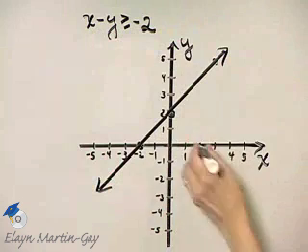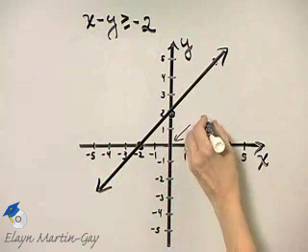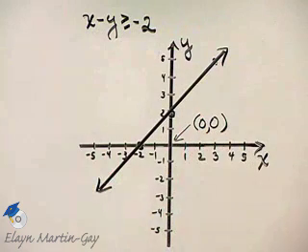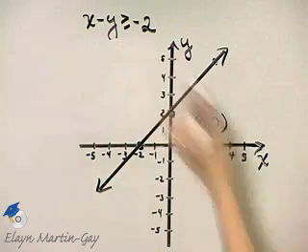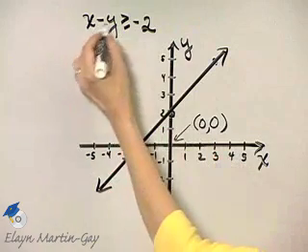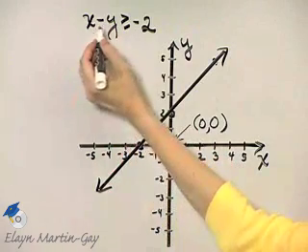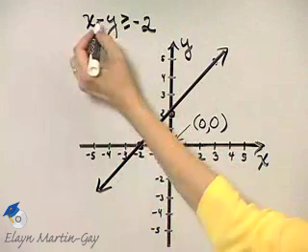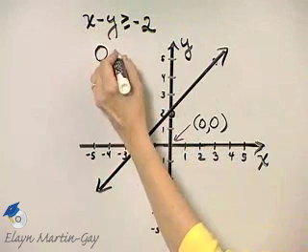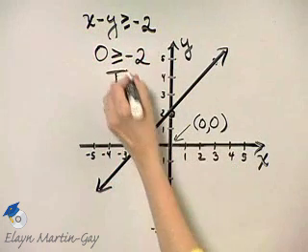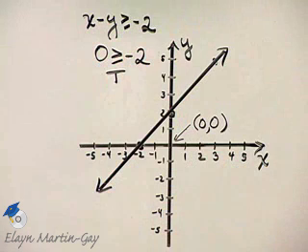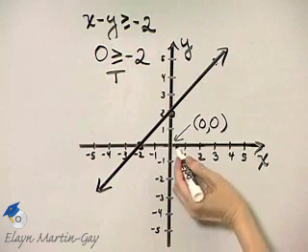So let's choose a test point. If it's available, I like to choose 0, 0, but stay away from the boundary line. And let's see if this point makes this inequality true or false. So if x is 0 and y is 0, we have 0 minus 0 greater than or equal to -2. Is that a true statement or a false statement? It is a true statement, which means we graph the side of the line that the test point lies on.